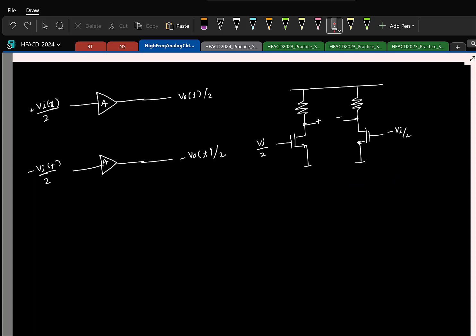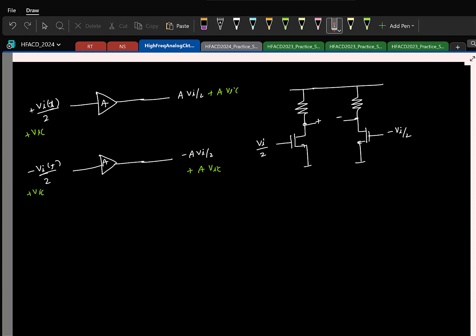If you think about it, this does not have a common mode rejection, because if this is a gain A, the output here will be A times Vi by 2. This will be minus A times Vi by 2. On top of it, if we have a small common mode added, what will be the output here? A times VIC. The total signal here is Vi by 2 plus VIC. It's going to amplify it by a factor A. So we'll have A times VIC. Here also we'll have it. Now, of course, if you take the difference between the two, VIC goes away.